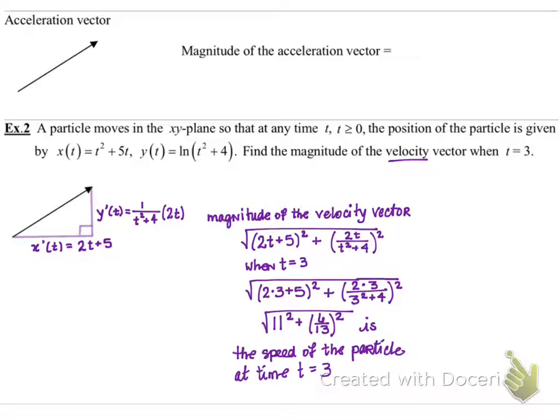So here we have it. We have this crazy number. You could make it into a decimal if you wanted to. It would take more time, and you would need to include the fact that it is an approximate speed. What I have right there is the exact speed of the particle at the time t equals 3.